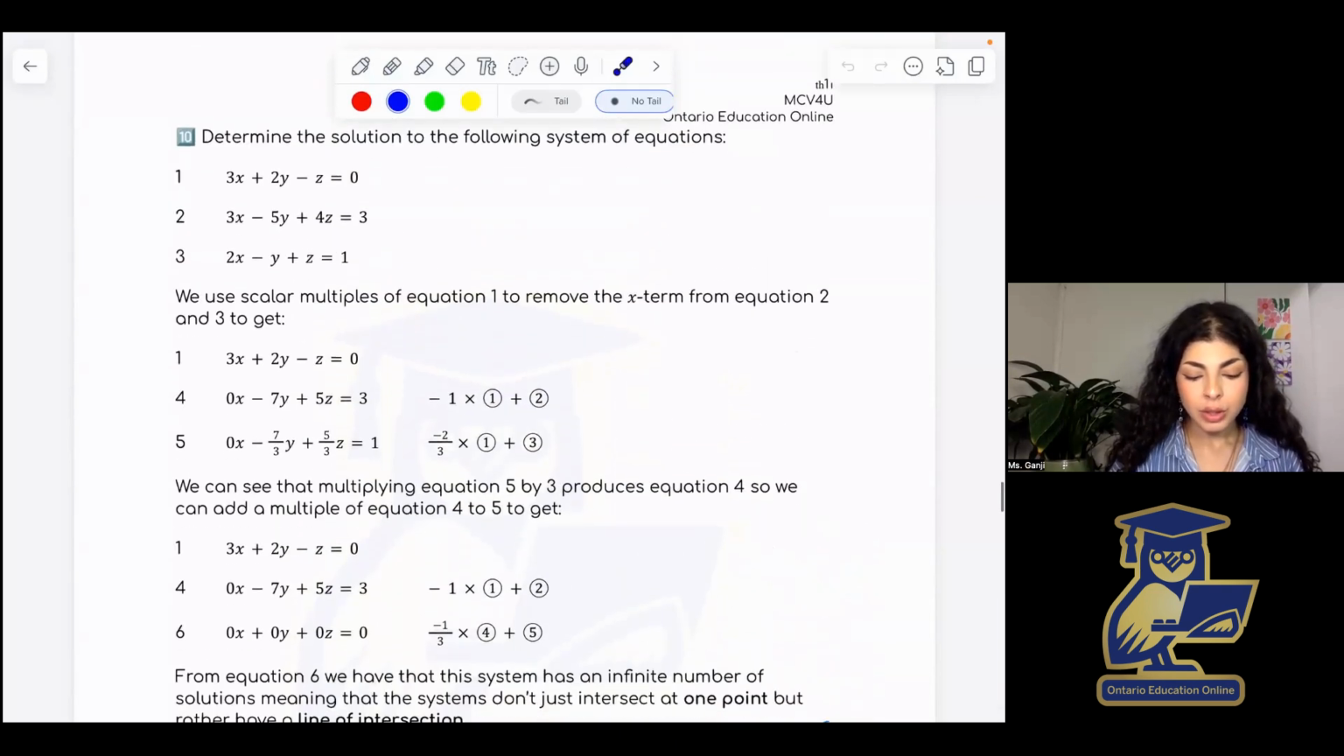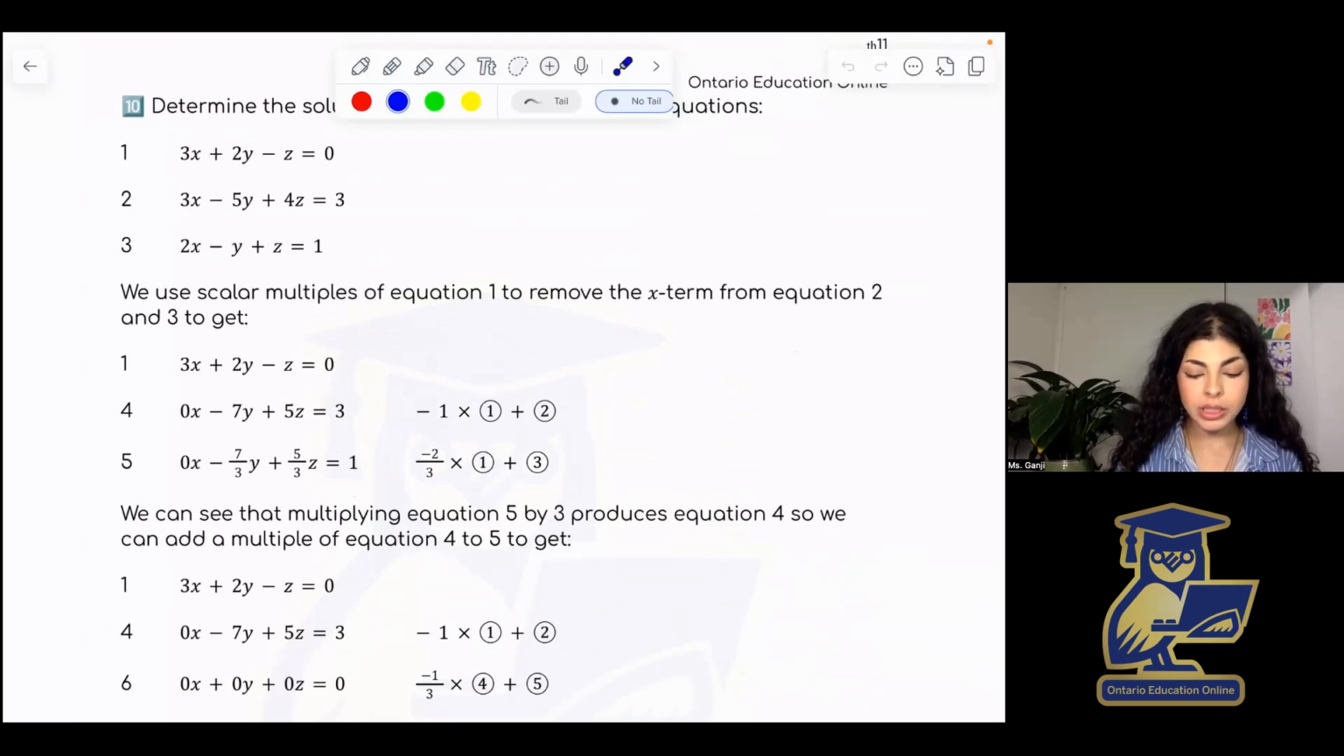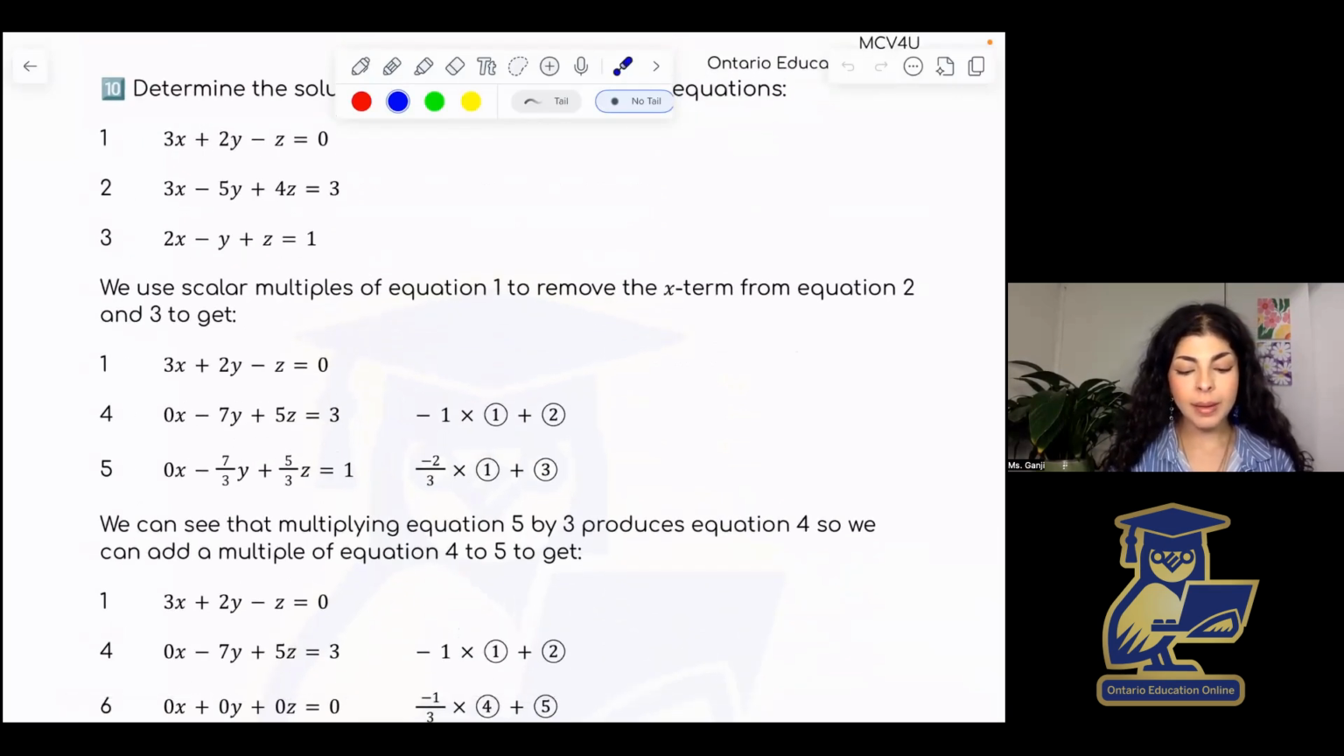For this very last example, we have the following system of equations, and we're again asked to solve it. So we are using our elementary operations again. So here I am adding the scalar multiple of equation 1. So I'm multiplying by negative 1 to equation 2 to now get equation 4 to eliminate that coefficient of x there.